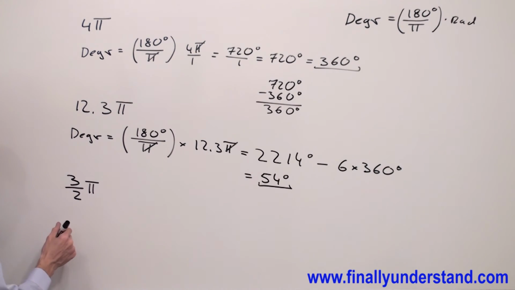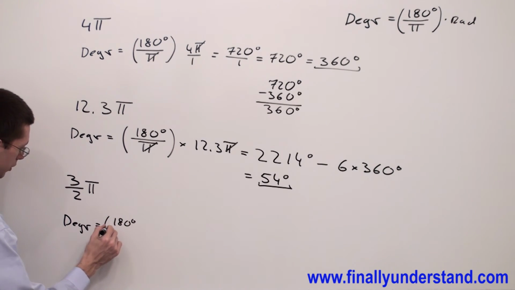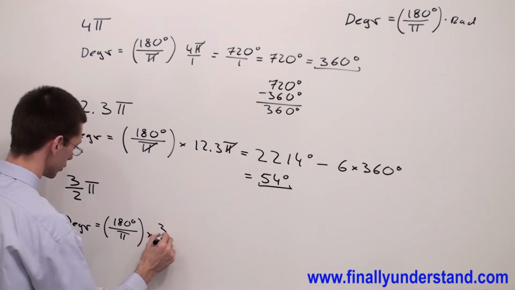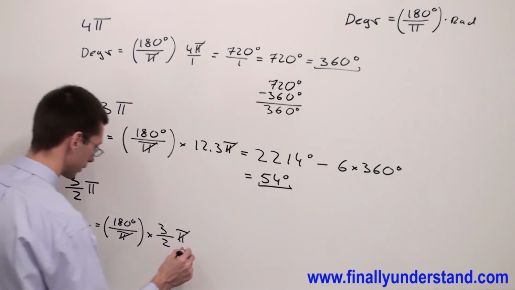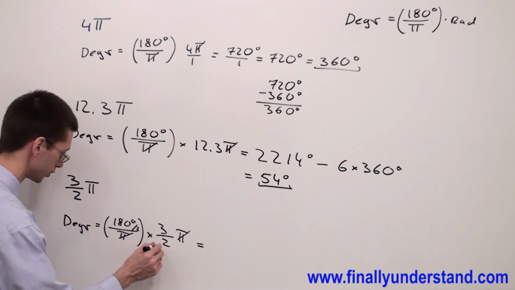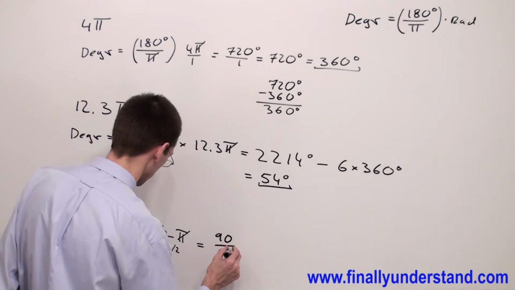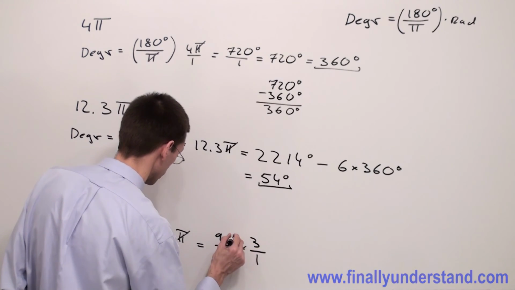Let's take a look at this example. I have again degrees equals 180 degrees over pi times 3 over 2 pi. Pi and pi will cancel out, and 180 is divisible by 2, and 2 is divisible by 2. That's why I'm going to reduce these two fractions. And I have 90 over 1 times 3 over 1, of course, degrees.